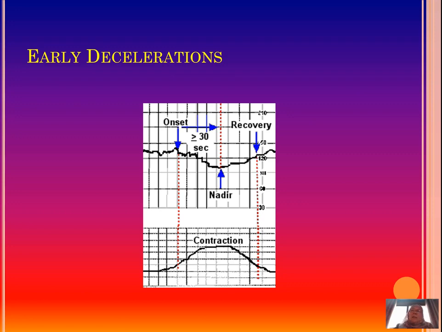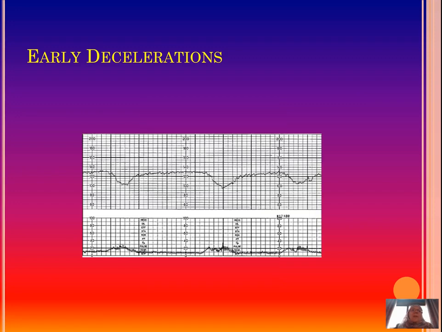An early deceleration is a deceleration that starts with the contraction, has its nadir, its lowest point, with the contraction, and is also recovered with the contraction. It's actually a mirror image of the contraction. Here you can find an example for early decelerations. In fact, early decelerations are very rare to find.